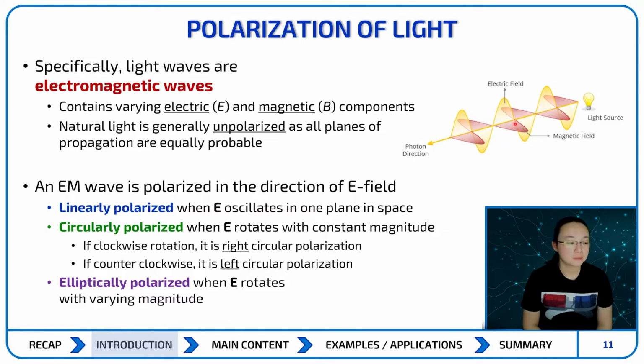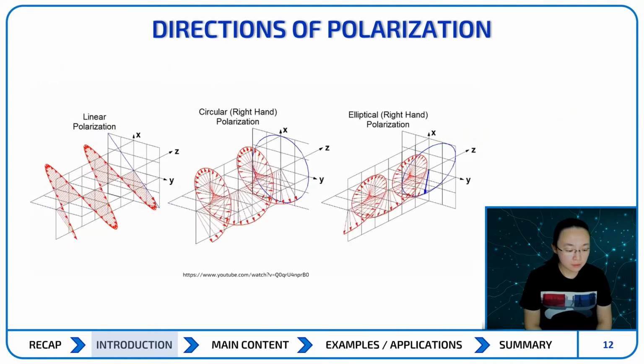Last but not least, there's elliptically polarized light. That happens when the electric field will rotate with changing magnitude. So even though it does rotate, for example, like that corkscrew going in, it may have a different amplitude. So you get that elliptical structure. So it kind of looks like a slanted wave. So just so that we can visualize this, there are 3 different diagrams here. If you click on the YouTube link, you'll actually be able to see them in motion.